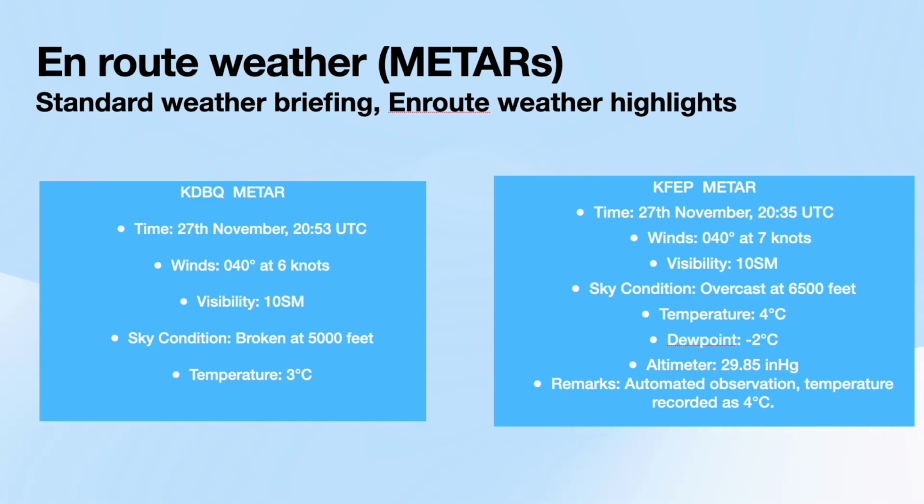En route METARs at Kilo Foxtrot Echo Papa Airport and Kilo Delta Bravo Quebec Airport reported VFR condition with ceiling at 5,000 to 6,500 feet and visibility of 10 statute miles. Winds were light, generally under 10 knots, and temperatures remain above freezing, but icing can still occur at temperatures as warm as 5 degrees Celsius, so I'll keep this condition in mind as well.